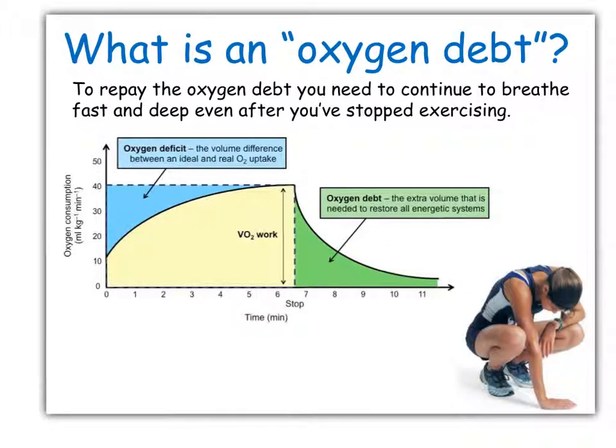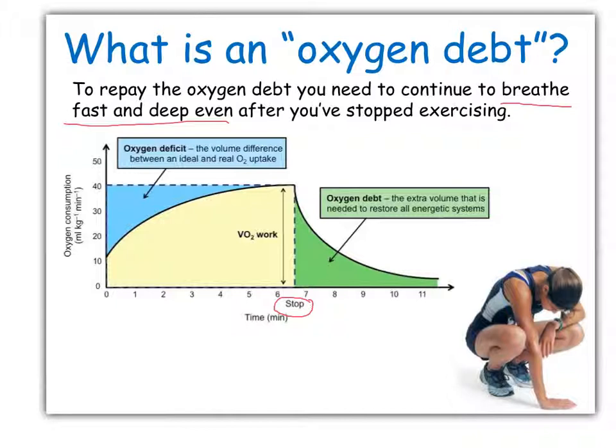Okay, so when we are exercising, you can see that we've got this difference between the ideal and real oxygen uptake. So after we stop exercising, we need to continue to breathe fast and deep to make sure that we've supplied the additional oxygen that we didn't have during exercise. And remember, that oxygen is used to break down the lactic acid. And remember, the lactic acid is what causes our muscles to fatigue.